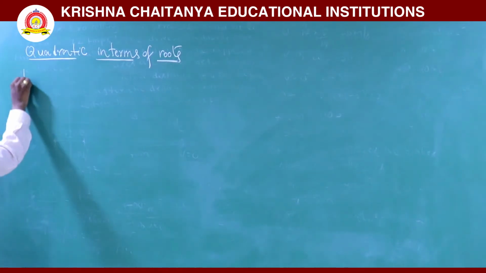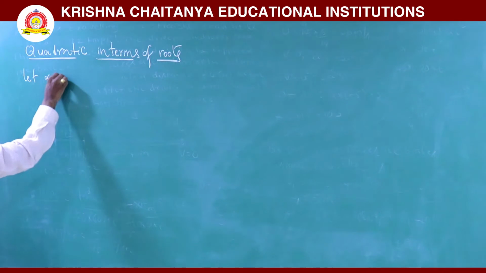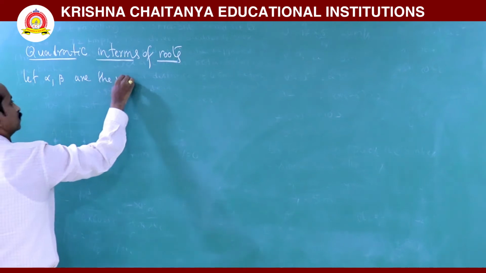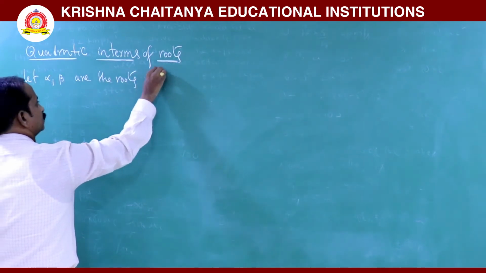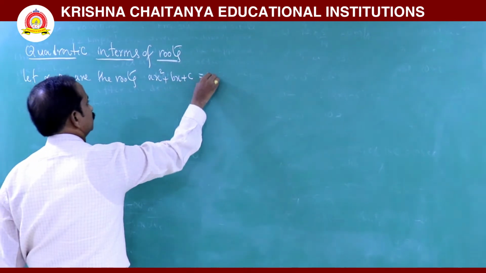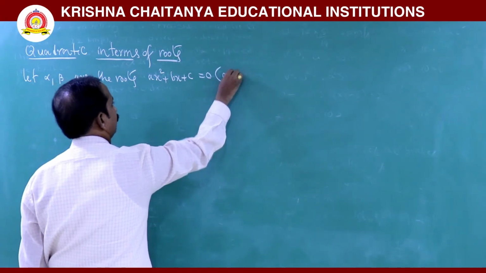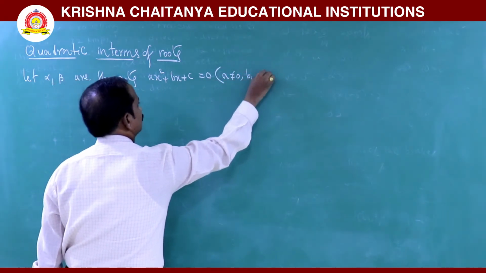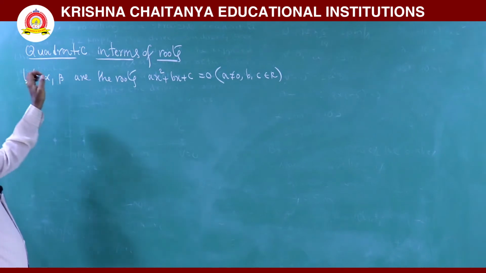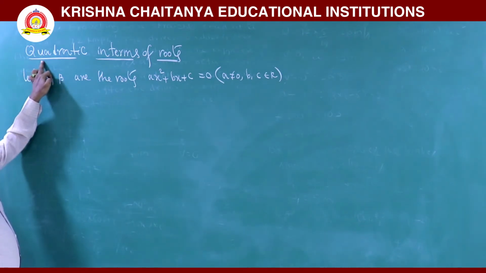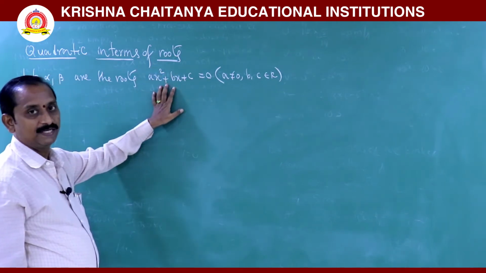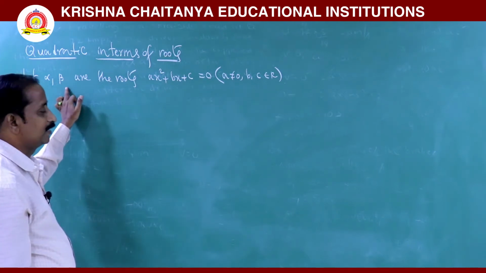Let alpha, beta be the roots of ax square plus bx plus c is equal to 0 such that a not equal to 0, b, c belongs to R. What we need in this condition means we need a quadratic in terms of roots. That means we express ax square plus bx plus c in terms of alpha and beta.